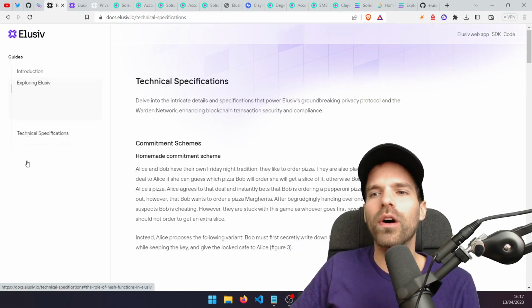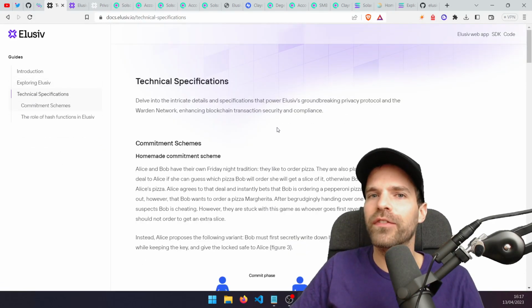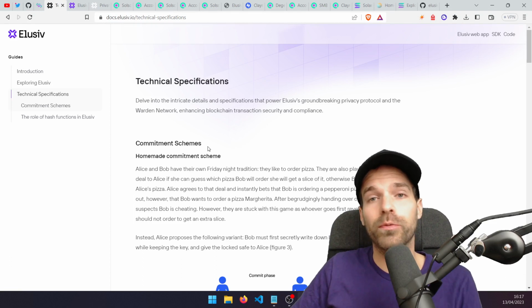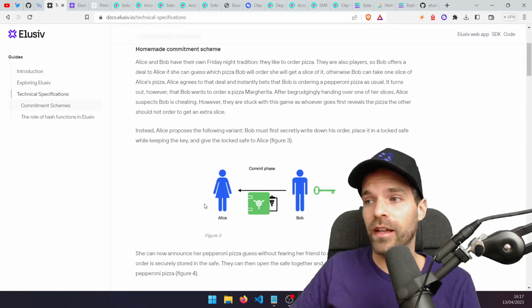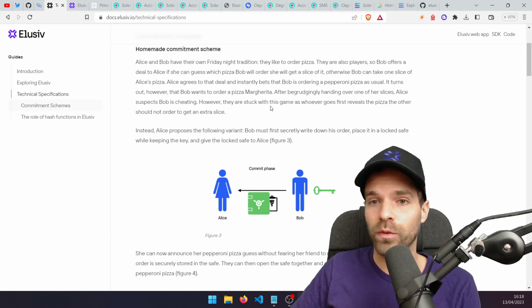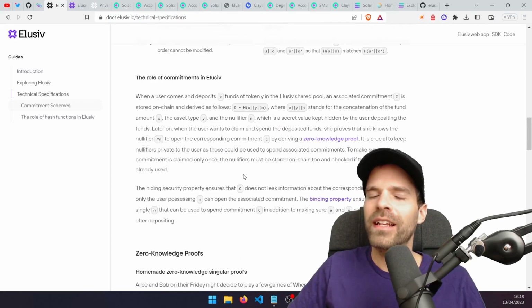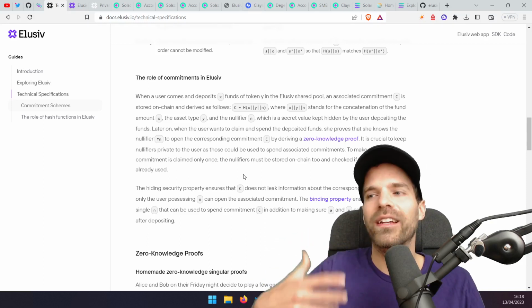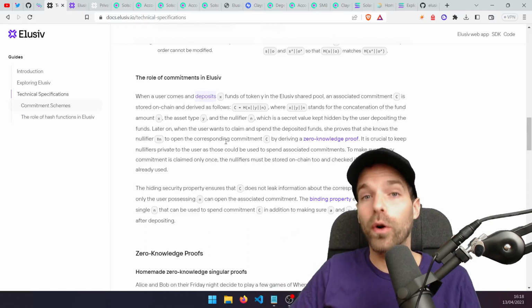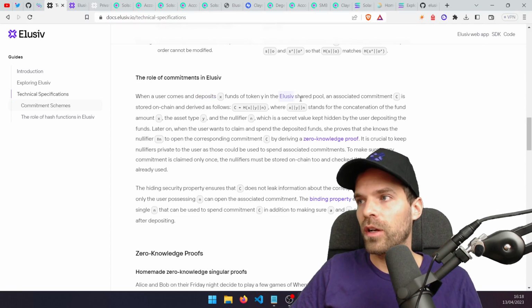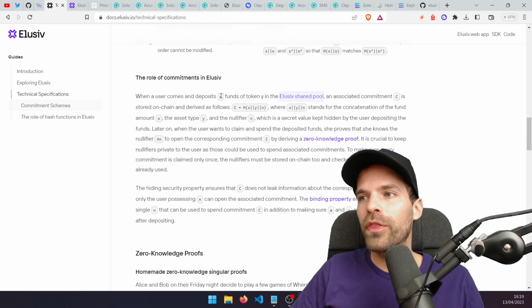I don't want to go too deep into the technical specifications. This article is pretty good though. They have nice analogies to the real world. You can have a look at those and read through them. Essentially how it works, we create a commitment, we make a deposit to the Elusiv program, to the Elusiv shared pool, and we put that amount into such a commitment. So that's a hash of the amount of funds, the type of token, and then a nullifier.